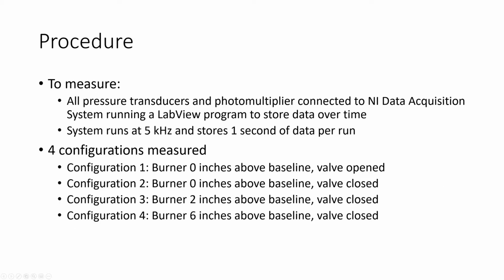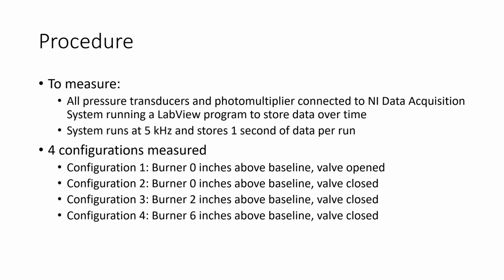In order to record data at a high enough rate to get frequency data, all of the pressure transducers and photomultipliers are attached to a high-speed data acquisition system from National Instruments that is run at 5 kHz and stores 1 second of data at a time. For our experiment, 4 different configurations were measured, all of which had the fan turned on and the flame ignited as described previously, and all of which were measured over a period of 1 second with the system previously described.